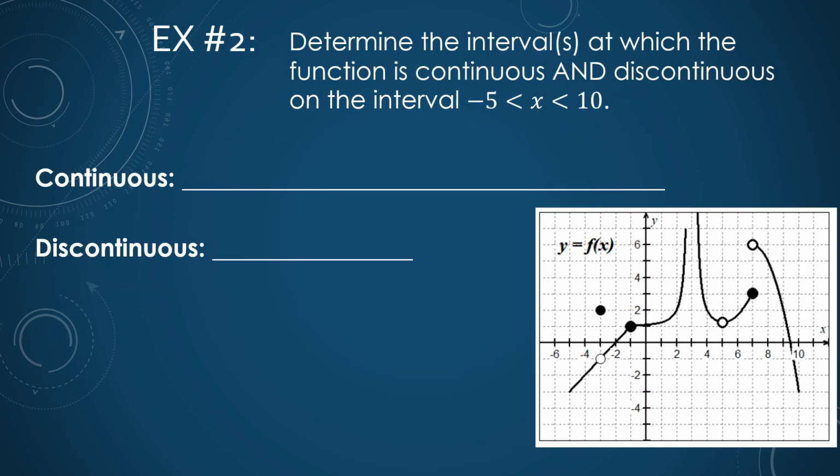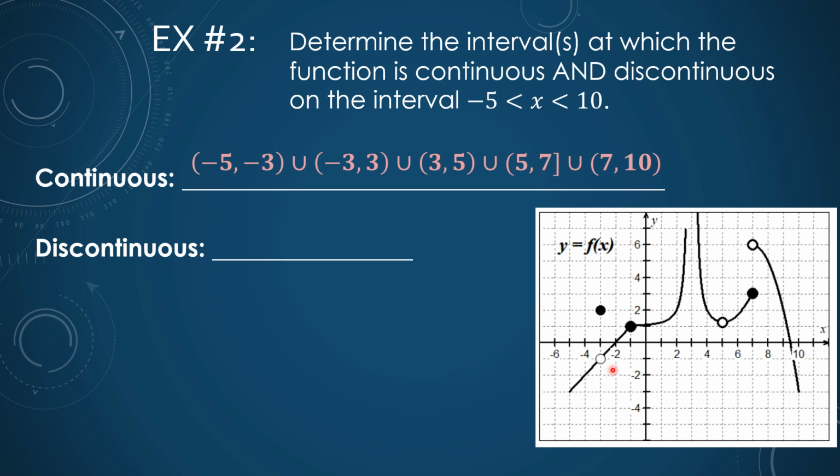All right, example 2, check out the graph that we have. We want to determine the interval or intervals at which the function is continuous and discontinuous. And we're looking, for this particular example, between -5 and +10, not including. So -5 < x < 10. So we're looking at all the points where the function is continuous and not continuous. All right, so continuity means no holes, no asymptotes, no removable or non-removable discontinuities.